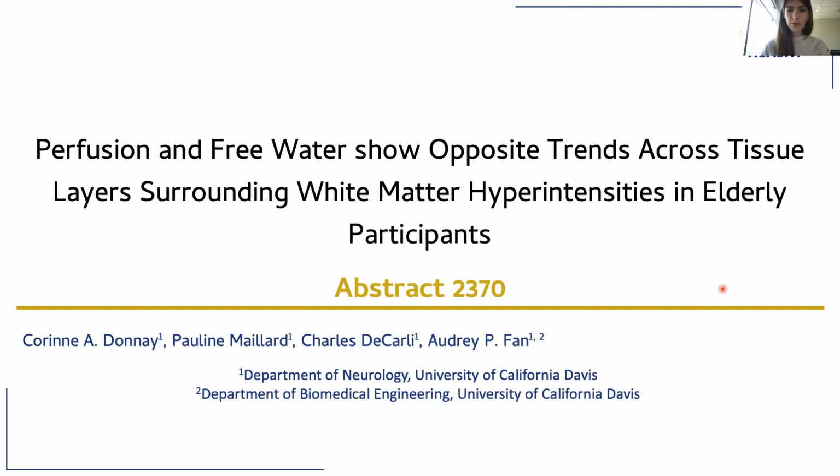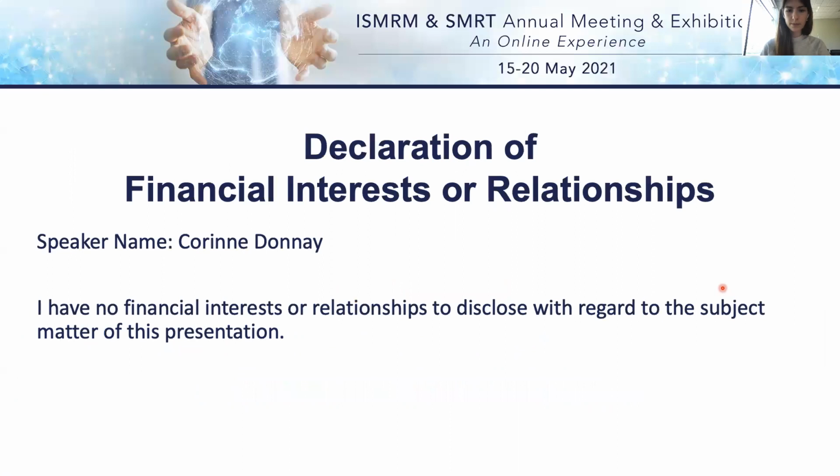My name is Corinne Donnay from the Functional Advanced Neuroimaging Lab at UC Davis. This abstract is looking at perfusion and free water in the penumbra region of white matter hyperintensities.